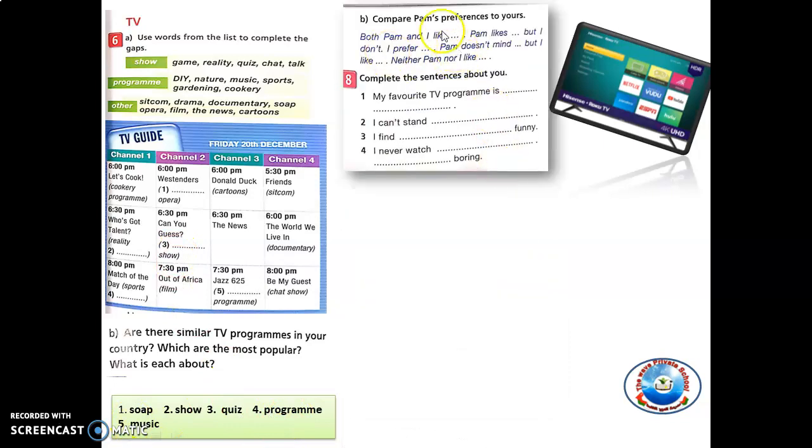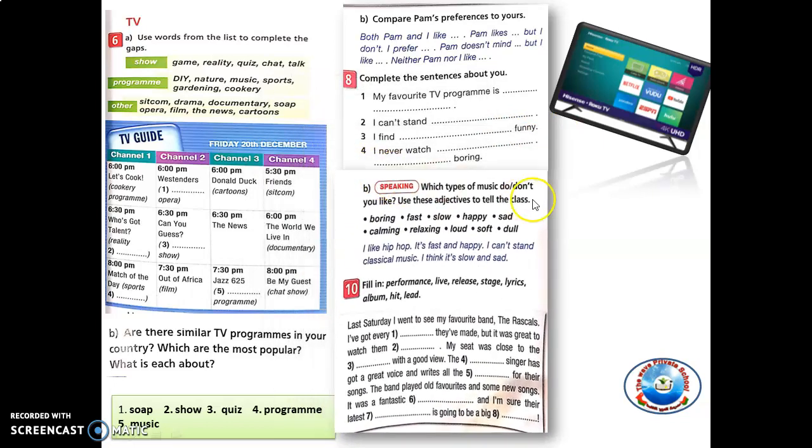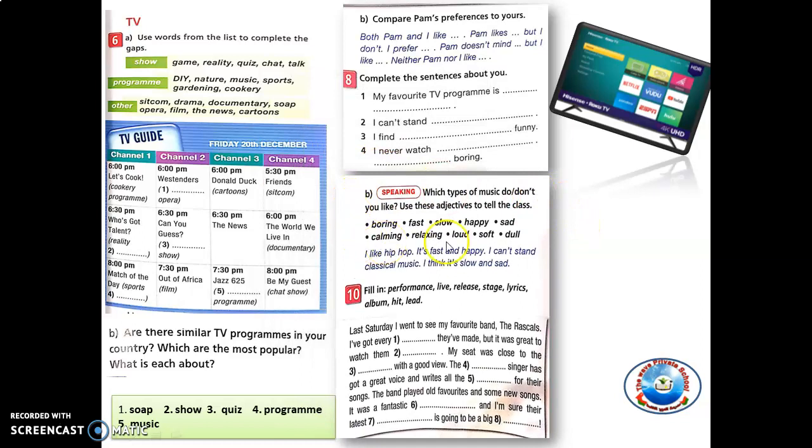Okay, then now compare Pam's preferences to yours. Now you are going to compare which favorite. Just write or complete the sentences about you. You can write this in your notebook, like, my favorite TV program is. What is your favorite TV program? I can't stand which TV program. And number 3, I find blank funny. I never watch blank, it's boring. And then in speaking, you are asked to indicate which type of music you do or don't like.